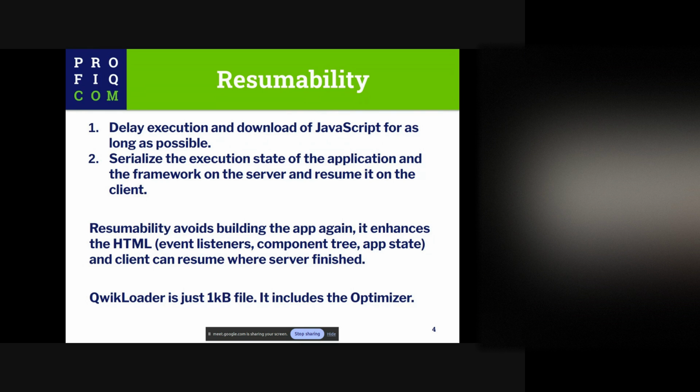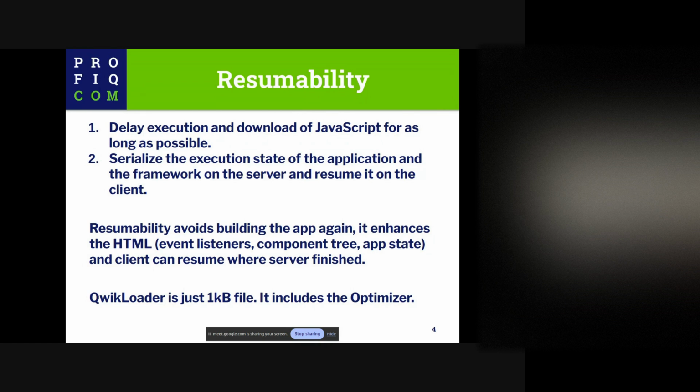So how I would explain resumability is, we try to avoid building the application twice. The HTML we send from the server needs to be enhanced. It needs to know about event listeners, about the component tree, about the app state. So once it's sent to the client, it can simply resume where the server ended. This way they are able to totally scrap the second build on the client. It's done on the server, and once it's on the client, it just continues where the server finished.